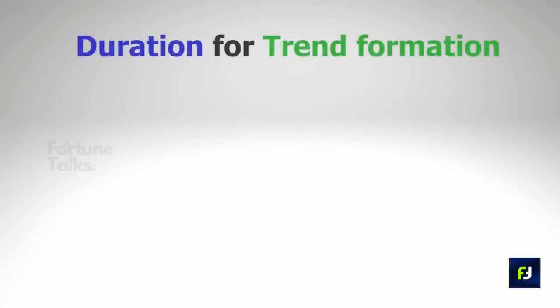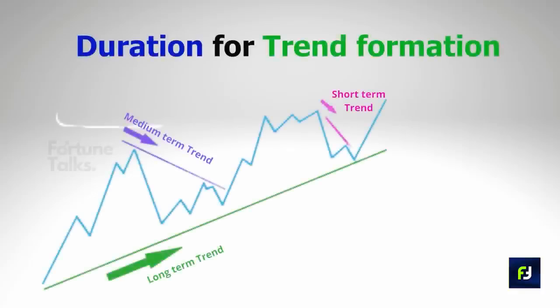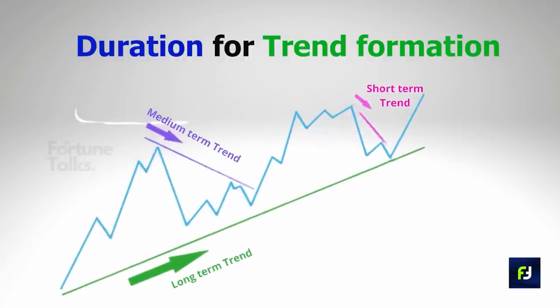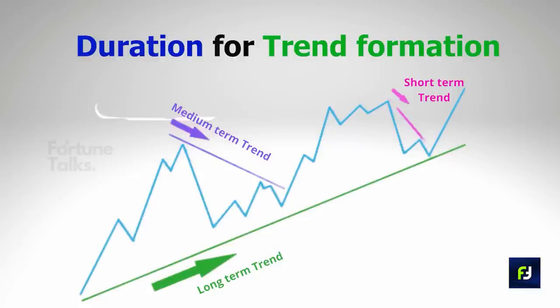The third parameter is the time of the trend. It is actually about the time required to form a trend. If the trend took months to form, then it is considered to be stronger than a trend which took just weeks or days to form. So the more time a trend takes to form, the stronger it is. We can also categorize the trend based on the duration, like it could be a short-term trend, an intermediate trend, or a long-term trend. The longer the trend remains, the stronger it is. So these are a few parameters to identify the strength or the weightage of a particular trend.